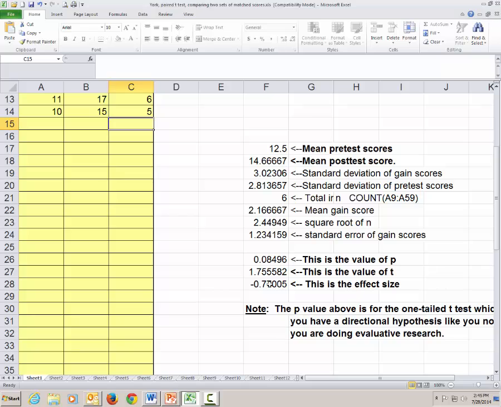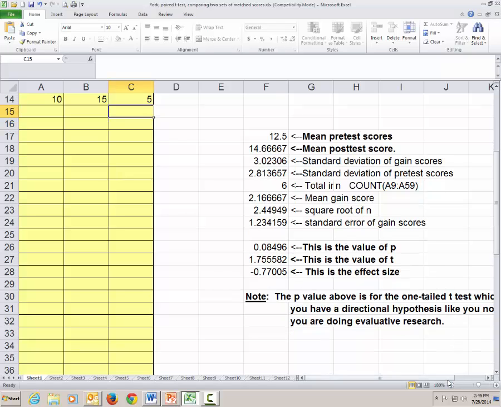This is the value of T. Here we have the effect size. That means the difference can be represented by 0.77 of a standard deviation, about 3/4 of a standard deviation. Don't pay attention to the negative sign. You know what you're doing there. So you wouldn't report this as negative 0.77. You just report it as 0.77.